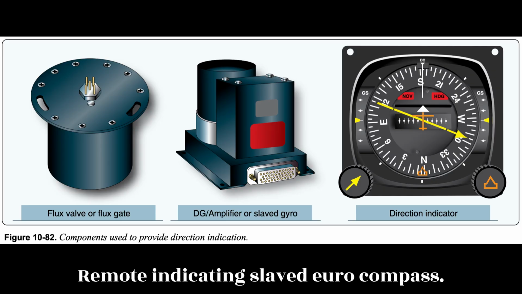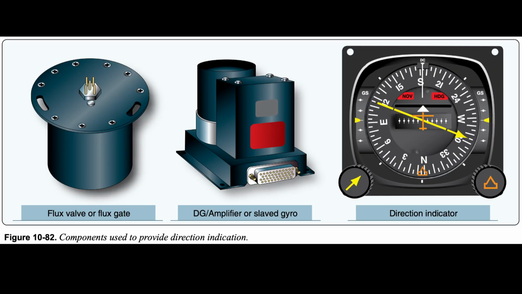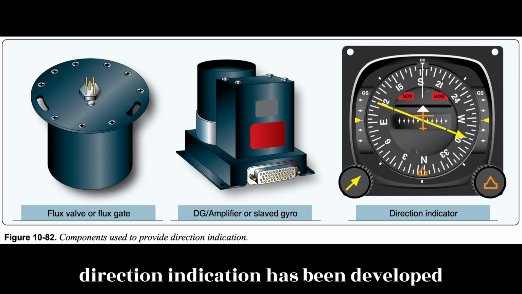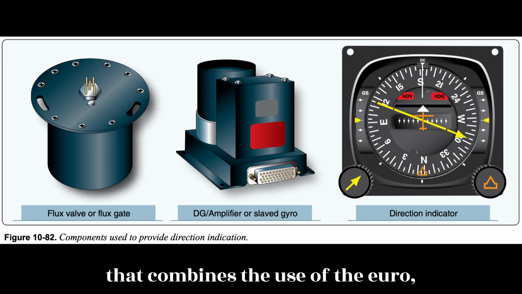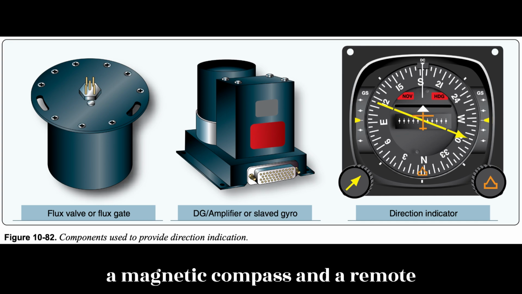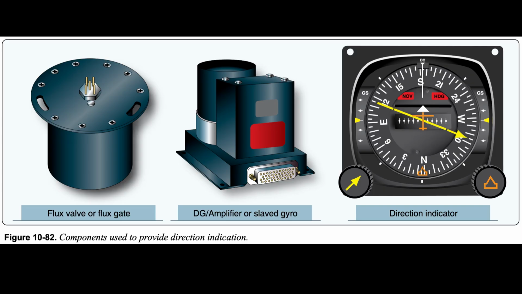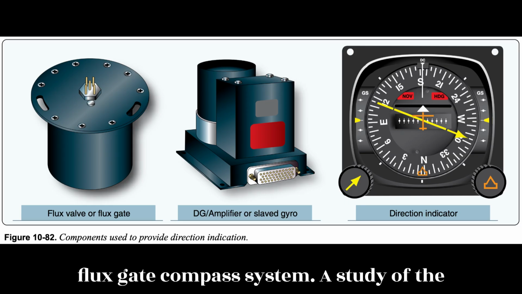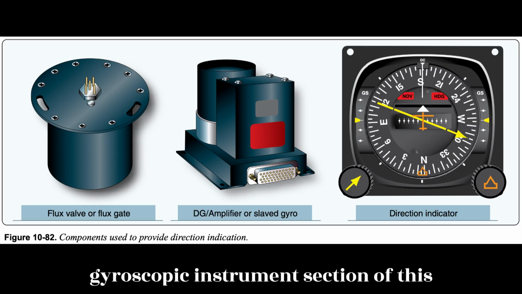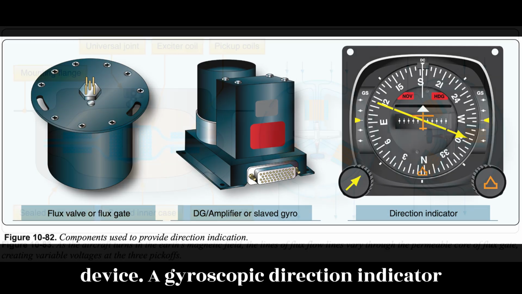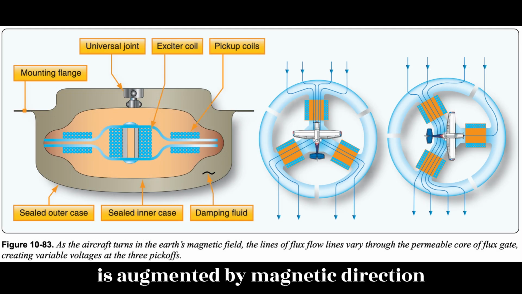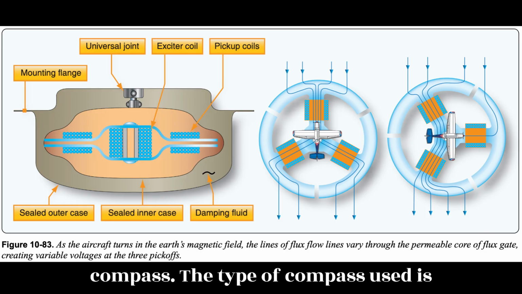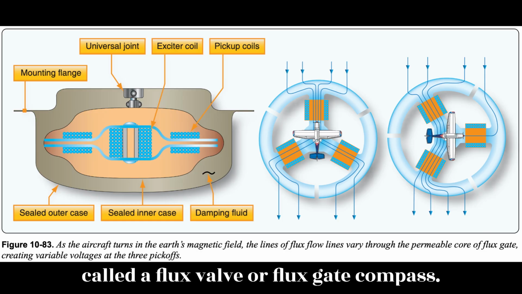Remote indicating slaved gyro compass, flux gate compass. An elaborate and very accurate method of direction indication has been developed that combines the use of a gyro, a magnetic compass, and a remote indicating system. Figure 10.82. It is called the slaved gyro compass or flux gate compass system. A study of the gyroscopic instruments section of this chapter assists in understanding this device. A gyroscopic direction indicator is augmented by magnetic direction information from a remotely located compass. The type of compass used is called a flux valve or flux gate compass.